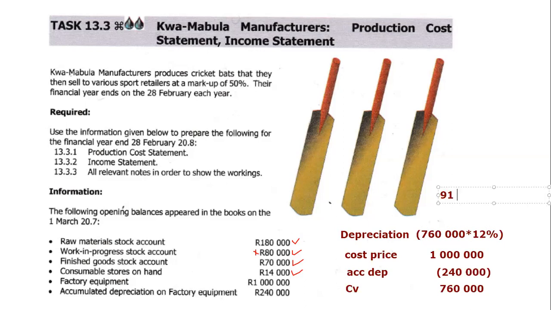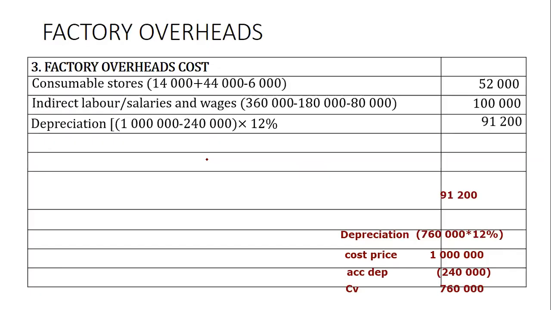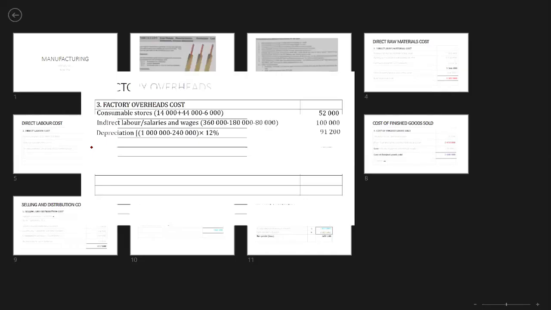91,200. Where does it go again? It goes to our factory overheads as depreciation. So you will simply take it to your factory overheads as depreciation. The reason you're taking it to factory overheads is that this is depreciation on factory equipment, right? Yes. Now we go to our factory overheads, and we will simply add that depreciation of 91,200.